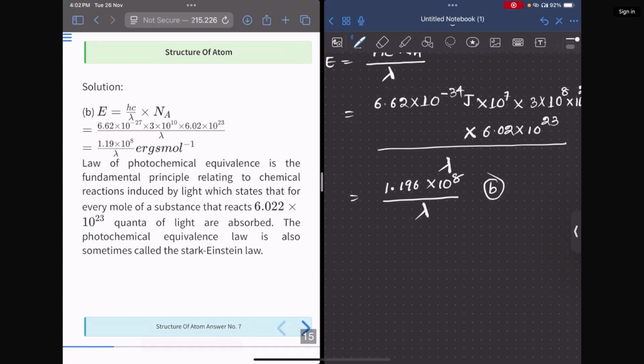Law of photochemical equivalence is the fundamental principle relating to chemical reactions induced by light, which states that for every mole of a substance that reacts, 6.022 into 10 to the 23 quanta of light are absorbed. It is also sometimes called the Stark-Einstein law. You have to remember this principle or law, so you won't be confused in future. Just go through this formula, remember it, and write it down somewhere in the short notes of the atomic structure chapter.